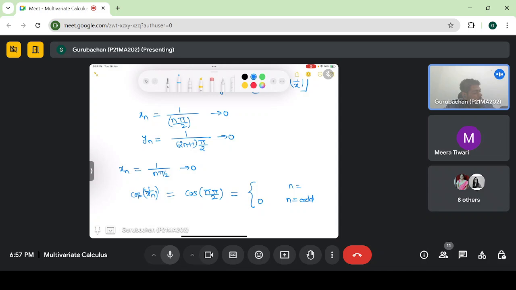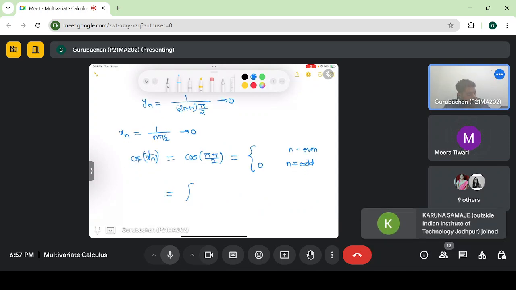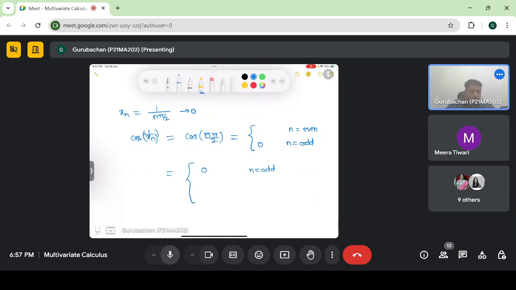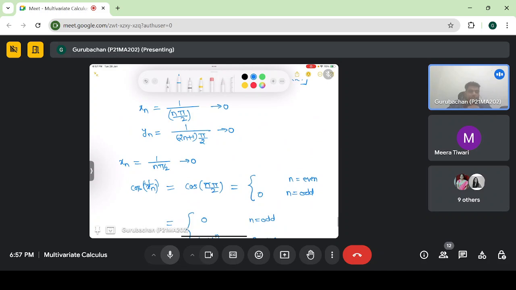When n is even, there will be two cases. What are they? If n is odd, then it will be 0, otherwise minus 1 power n. This will be the best way to say this. Now we have only discarded the existence of this limit with the help of only this sequence.